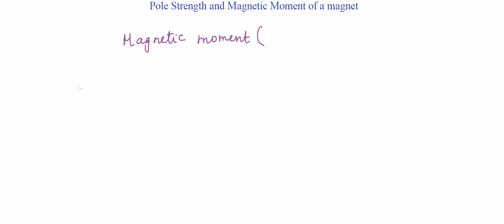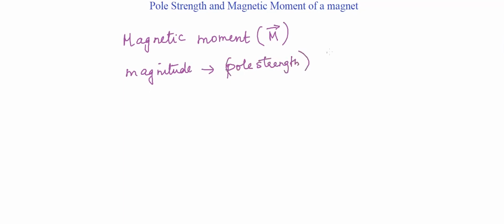Magnetic moment. Magnetic moment is a vector that is represented by capital M. It is a vector quantity and its magnitude is given as pole strength multiplied by effective length.